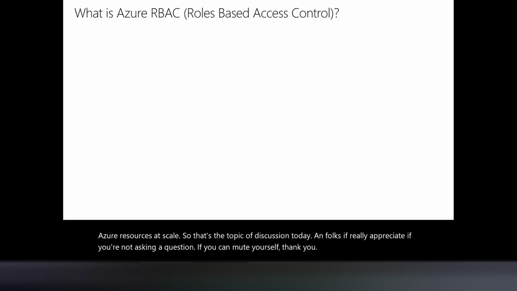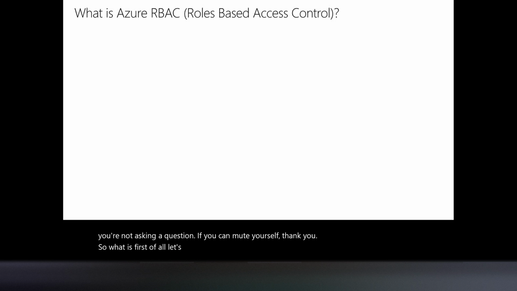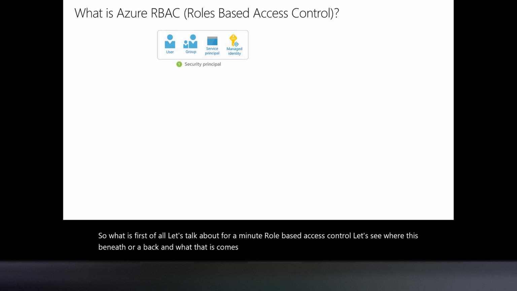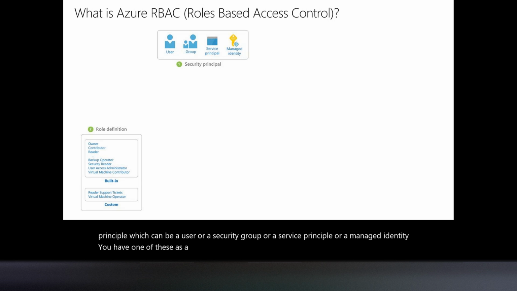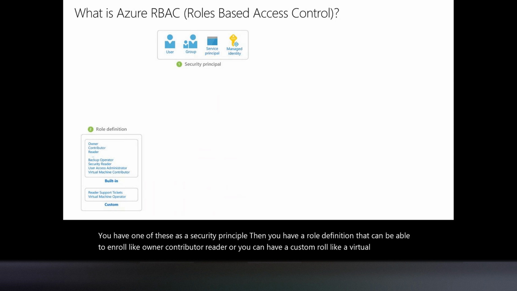First of all, let's talk for a minute about role-based access control, and see where the need for ABAC comes into the picture. Just understand the components of role-based access control. You have a security principal, which can be a user or a security group or a service principal or a managed identity. Then you have a role definition that can be a built-in role like owner, contributor, reader, or a custom role like virtual machine operator, or some role that you have created in your organization.